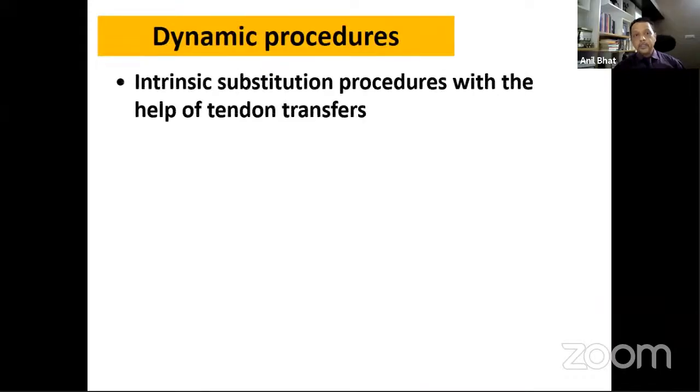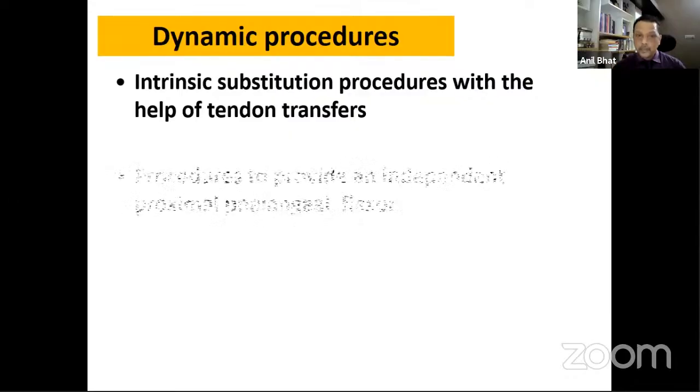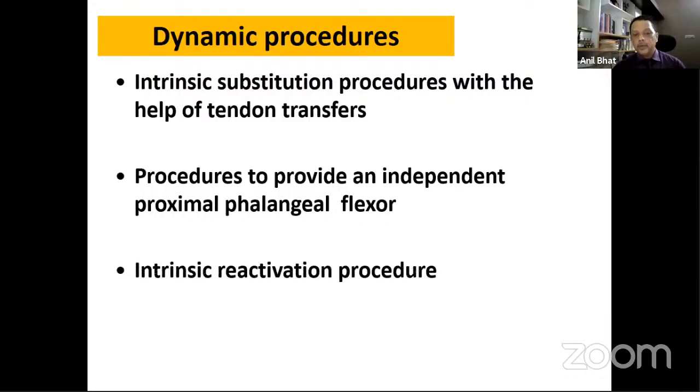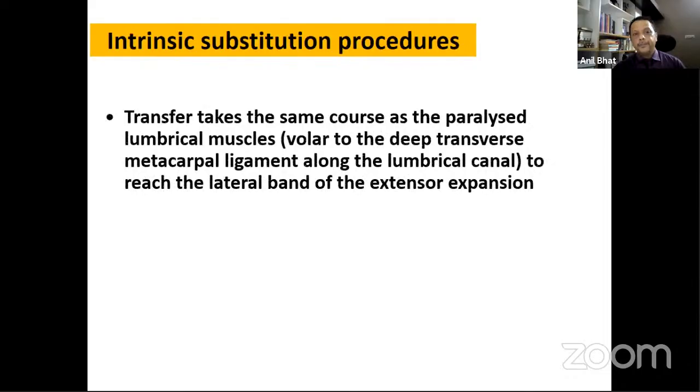Now, dynamic procedures are intrinsic substitution, which means you are substituting the paralyzed muscle with a tendon transfer. Procedures to provide an independent PIP flexor also is one of the things. And sometimes we do what's called intrinsic reactivation, meaning the same way how the interossei and lumbricals work, we put in tendon grafts there to create that loss of intrinsics. So these are the different procedures. The most important principle here is any tendon you transfer should go to the same course as the paralyzed lumbrical muscle. And how does the lumbrical go?